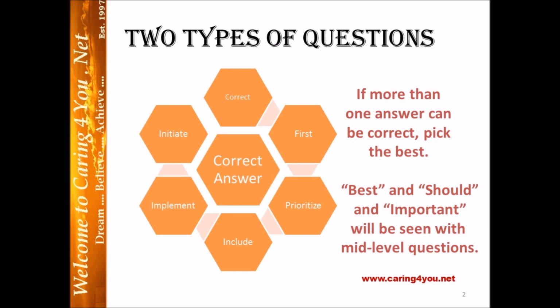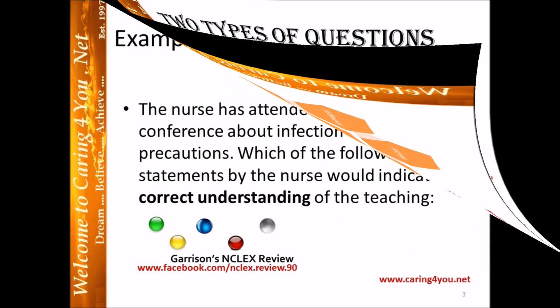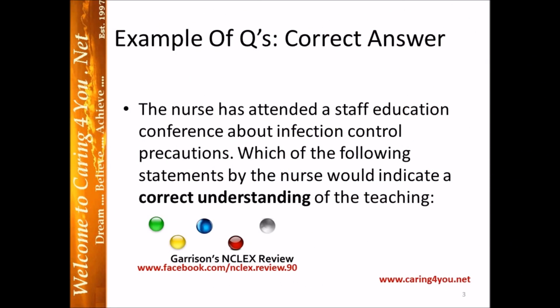So let me give you some examples about when you know to pick a correct answer versus an incorrect answer. Look at this type of question. The nurse has attended a staff education conference about infection control precautions. Which of the following statements by the nurse would indicate a correct understanding of the teaching? So when you look at the four choices, you want to pick a statement, an intervention, an assessment that is correct, right?